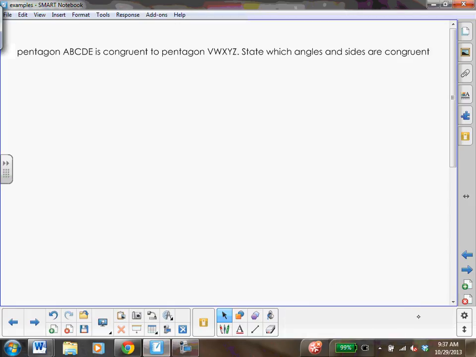Pentagon ABCDE is congruent to pentagon VWXYZ. State which angles and sides are congruent. So first, let's get a visual of what we're looking at.